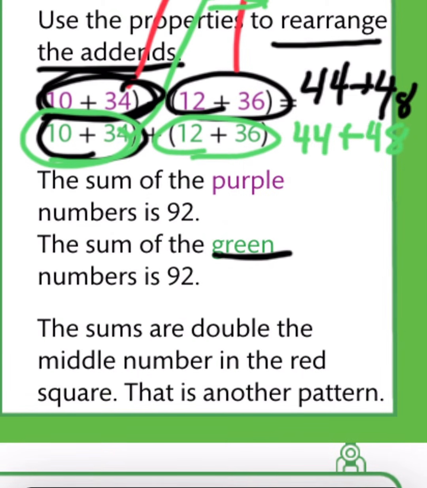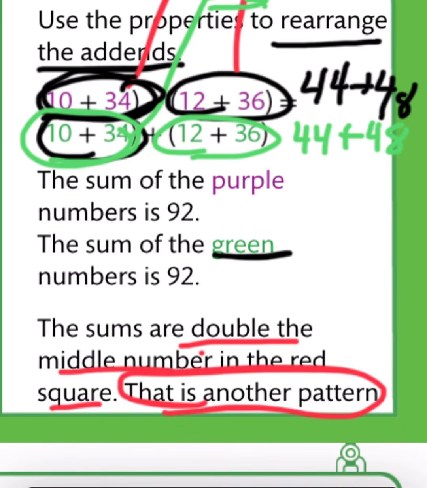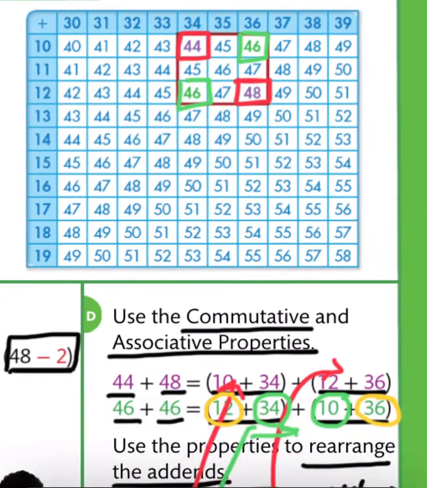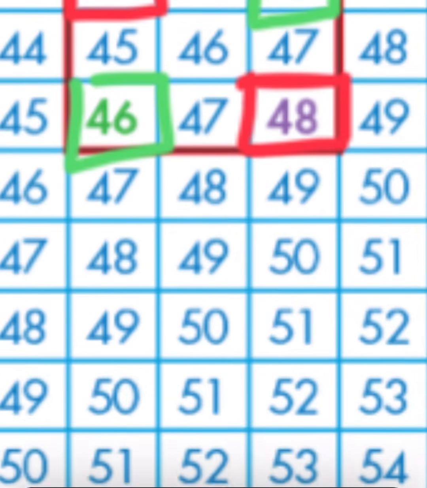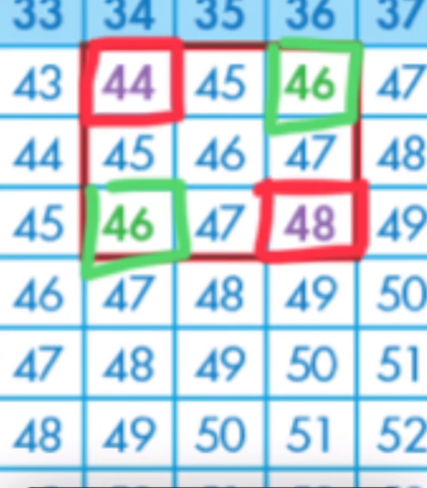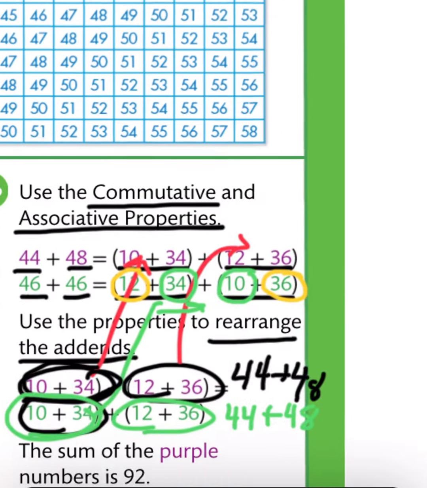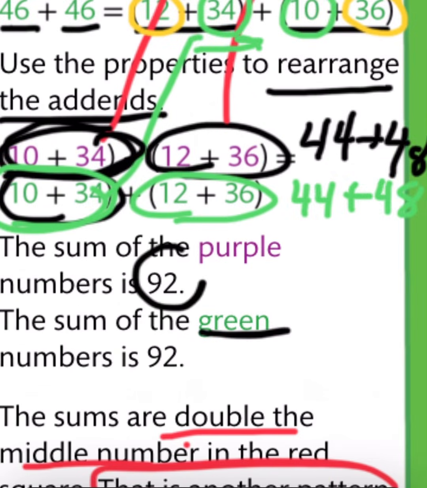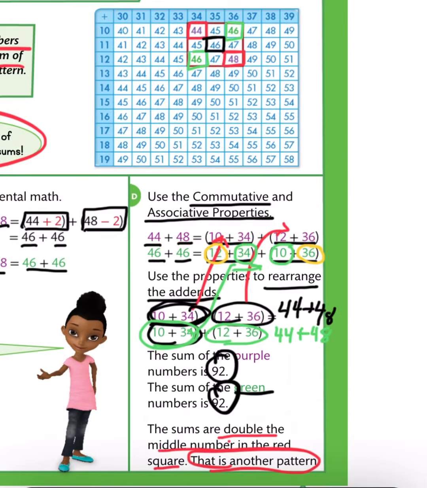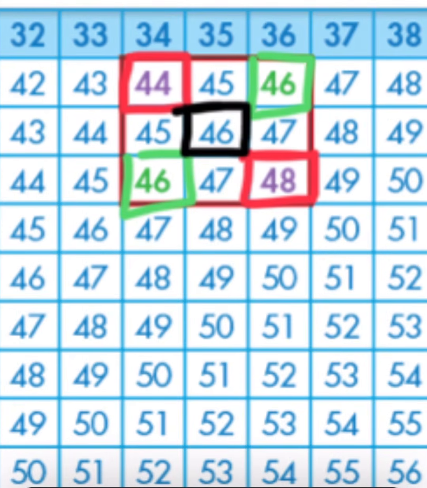If we look down at the bottom here, the sums are double the middle number in the red square. That is another pattern. So again, if we look, the number in the middle is 46, excuse me. But 46, if we double that, we get 92. And what do all those equal? 92.